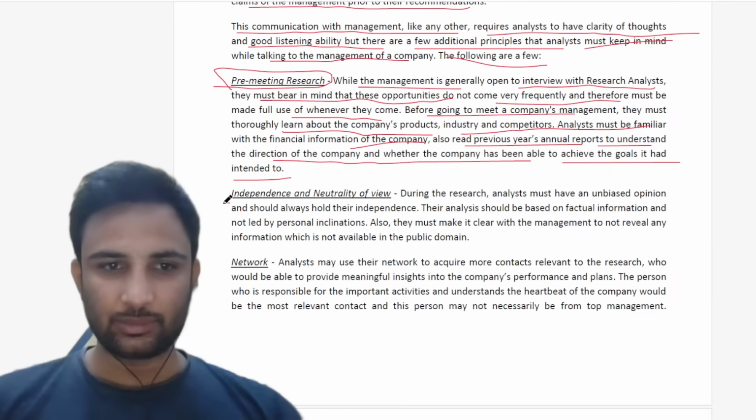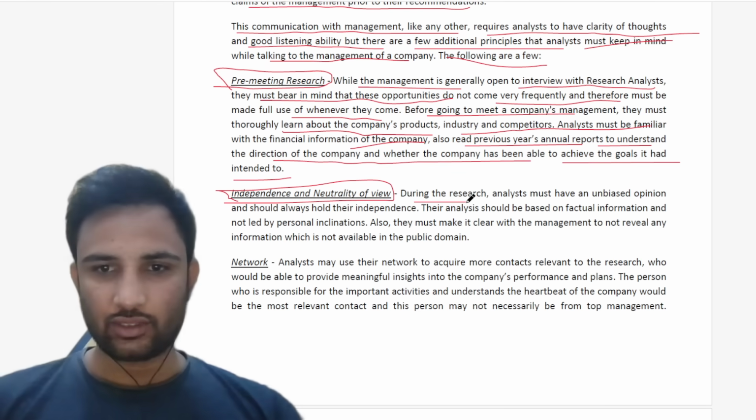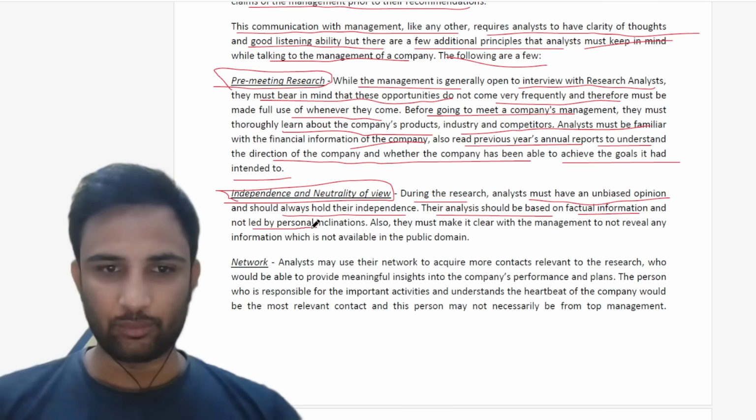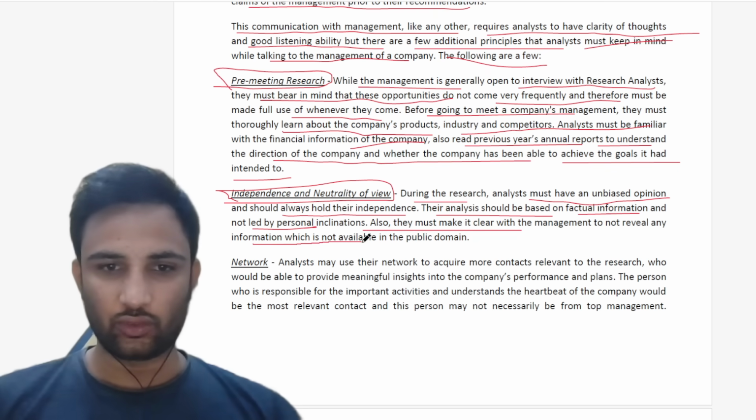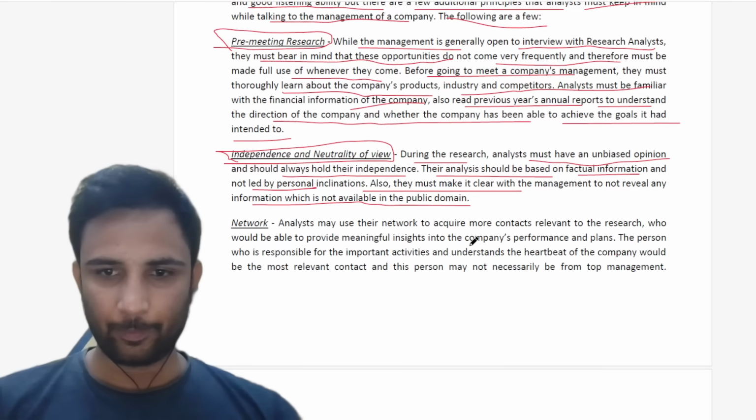The next principle we have is independence and neutrality of view. During the research, analysts must have an unbiased opinion and should also hold their independence. Their analysis should be based on factual information and not led by personal inclinations. Also, they must make it clear to the management not to reveal any information which is not available in the public domain.